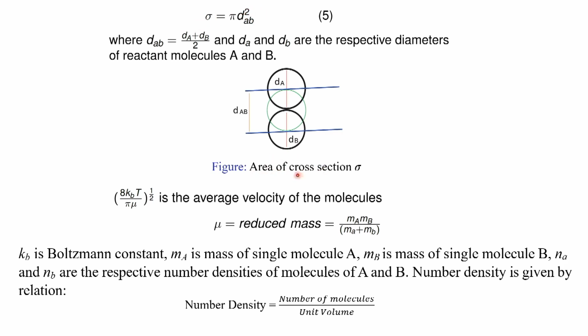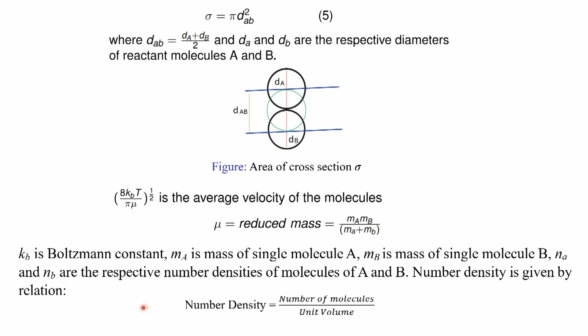So sigma is the area of the cross section, and 8 k_B T, where k_B is the Boltzmann constant, by pi mu to the half is the average velocity of the molecules, and mu is the reduced mass. We know the expression for reduced mass: mu is m_A times m_B by m_A plus m_B, where m_A is the mass of a single molecule of A, remember, and m_B is the mass of a single molecule of B. N_A and N_B are the respective number densities of molecules A and B.